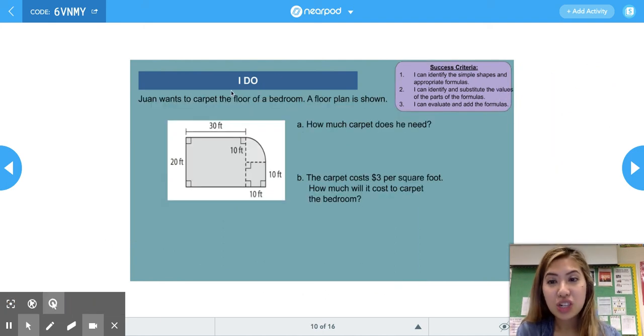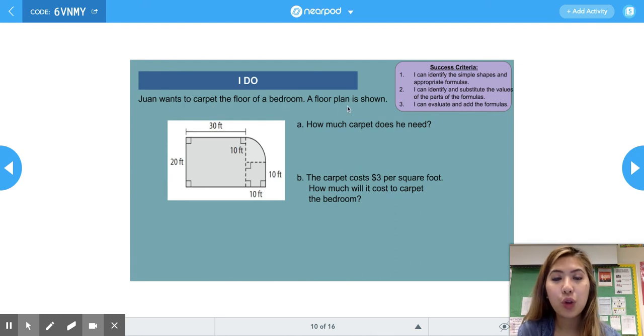The next I do question is: Juan wants to carpet the floor of a bedroom. A floor plan is shown. The success criteria is the same. So our first step is to identify the simple shapes and the appropriate formulas for the shapes. And so the first question here is how much carpet does he need? So we're finding the area of the composite figure.